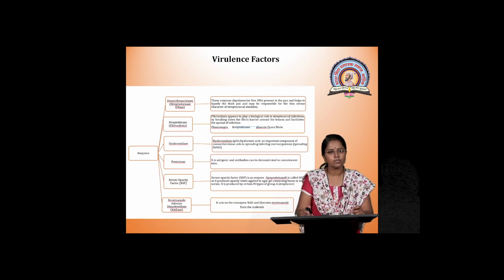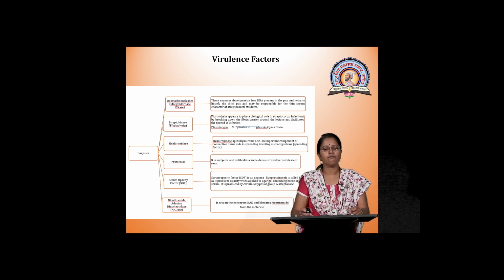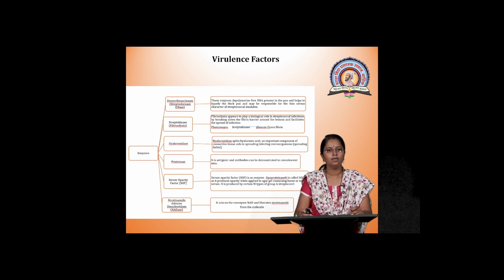Streptococci also produce different enzymes. These enzymes have effects on the body. So we can see here the different enzymes with their effect. The first enzyme produced by streptococci is deoxyribonuclease, that is streptodornase or DNase. This enzyme depolymerizes free DNA present in the pus and helps to liquefy the thick pus and may be responsible for the thin serous character of streptococcal exudate.